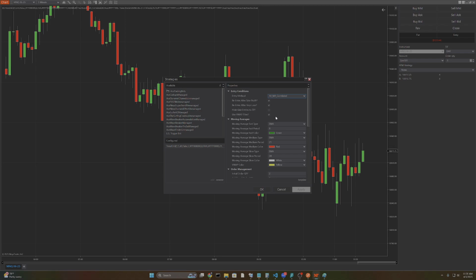And then we had the VWAP filter. The VWAP filter, the yellow line on your chart, just means that if price is trading above VWAP, we're only looking for longs.